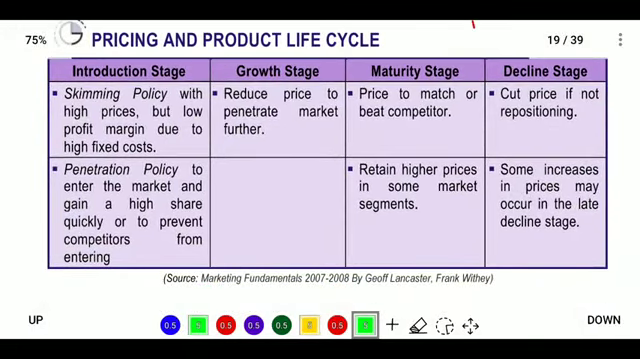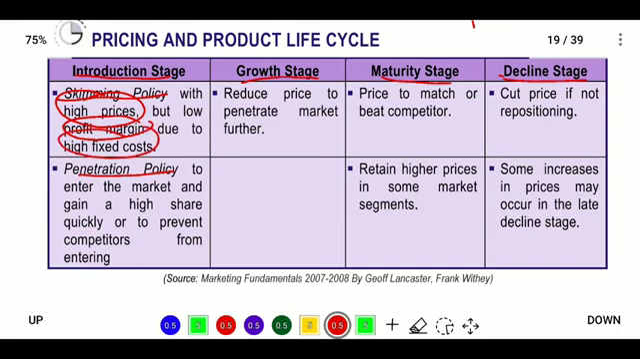Next, pricing and product life cycle. For the product life cycle, we have four stages: initial stage, growth stage, maturity stage, and decline stage. For the initial stage, we have two strategies. What are those two strategies? Skimming strategy and penetration strategy. In skimming strategy, we have high price, low profit margins, and high fixed cost.